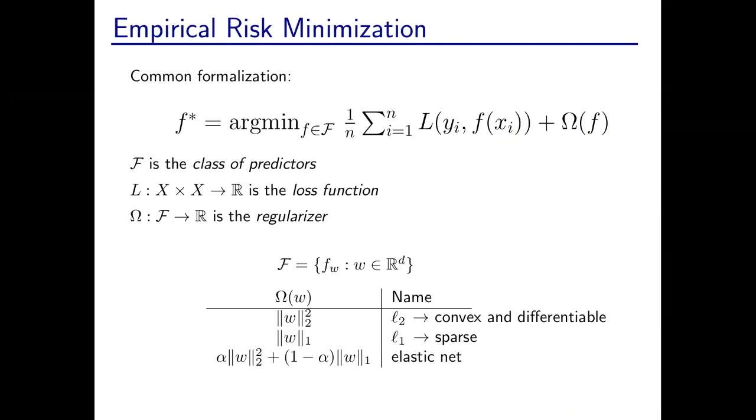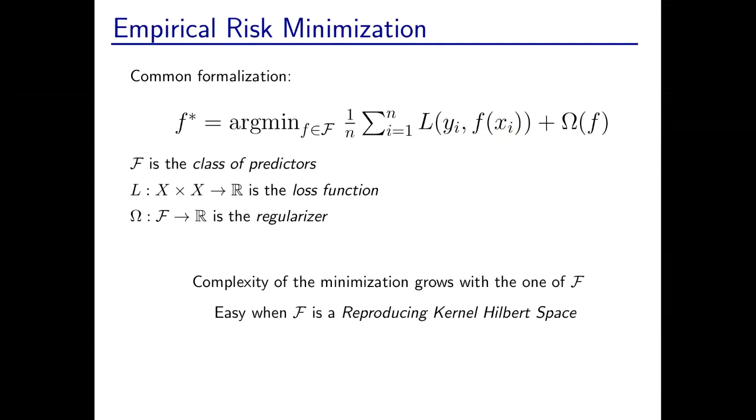You want to minimize the norm of your function parameters, and they may have different properties. If you're using the one norm, you get a sparse vector, forcing many w coefficients to be zero. Whereas if you take the L2 norm, things become convex and differentiable. Usually people use a trade-off between the two, some kind of mix called elastic net. But anyway, this is really the problem we're trying to solve.